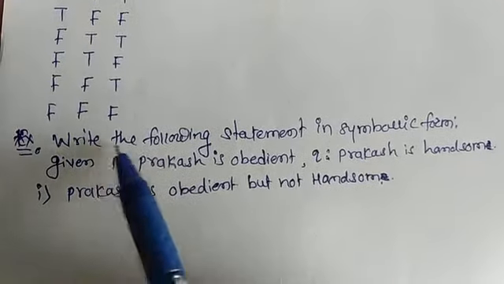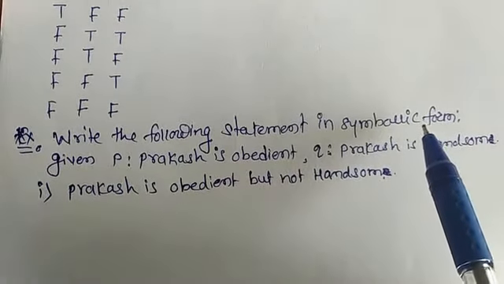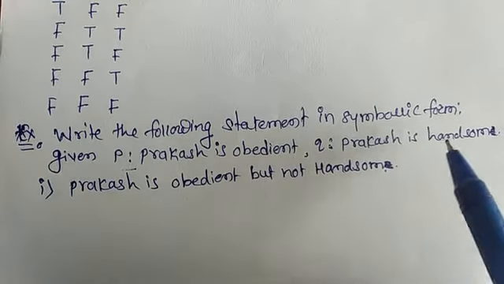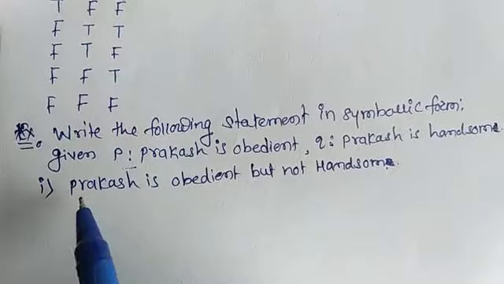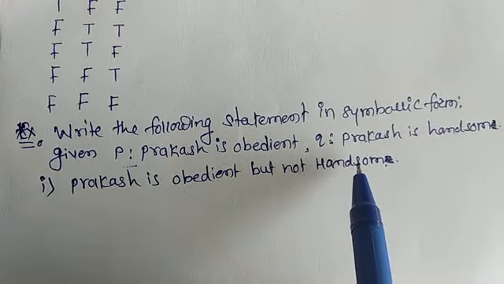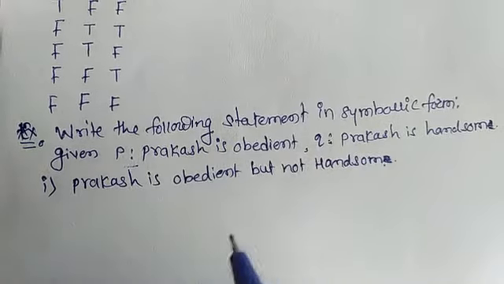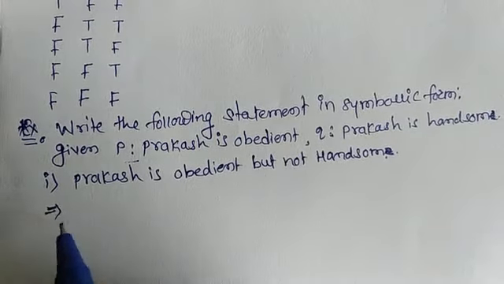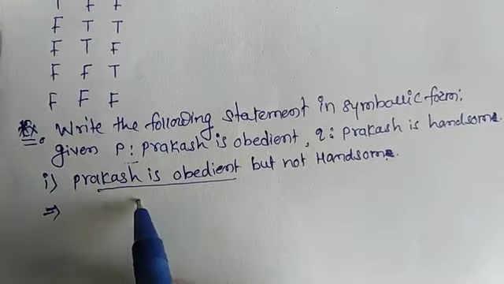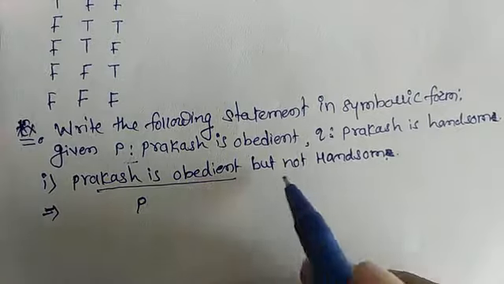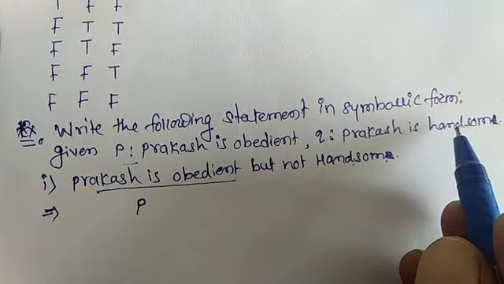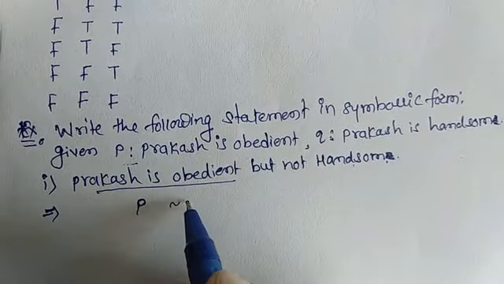The next question is, write the following statements in symbolic form. Given that P is Prakash is obedient and Q is Prakash is handsome. The first statement is, Prakash is obedient but not handsome. Prakash is obedient is the statement P, but not handsome is the negation of Prakash is handsome, which is negation of Q.